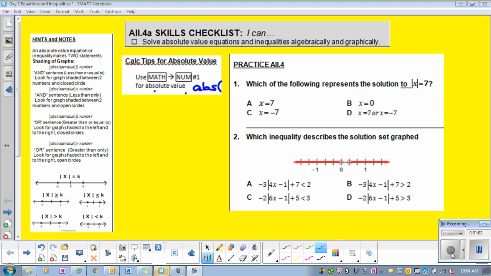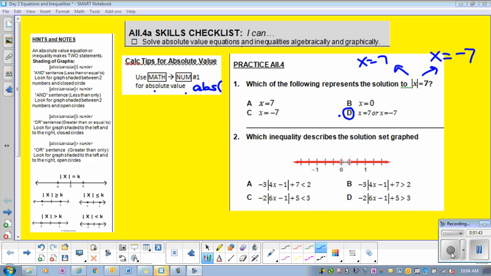All right, so let's look at number 1. What I'm going to be doing is showing you some calculator tricks. Number 1, which of the following represents the solution to the absolute value of x equals 7? D. Anyone else get D? Yes, you're right, it should be D, because absolute value of x equals 7 means you have x equals 7 and x equals negative 7. Perfect. It's D for that one. Good.